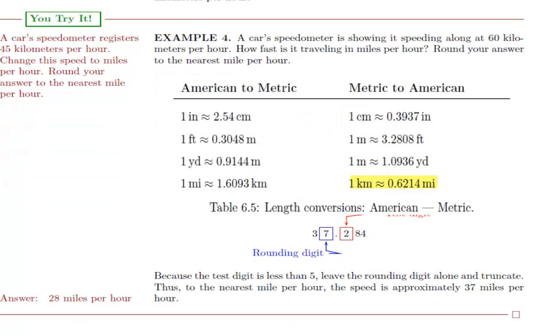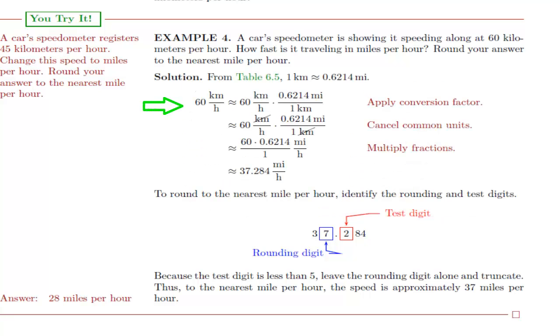Solution. From table 6.5, 1 kilometer approximately equals 0.6214 miles. So 60 kilometers per hour approximately equals 60 kilometers per hour times 0.6214 miles over 1 kilometer. With this multiplication, the kilometer units cancel and we're left with 60 times 0.6214 over 1 miles per hour, which simplifies to 37.284 miles per hour.